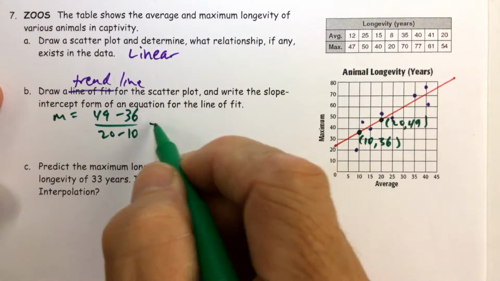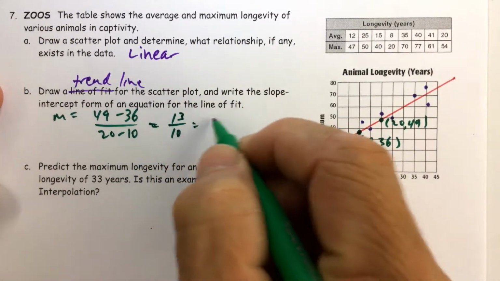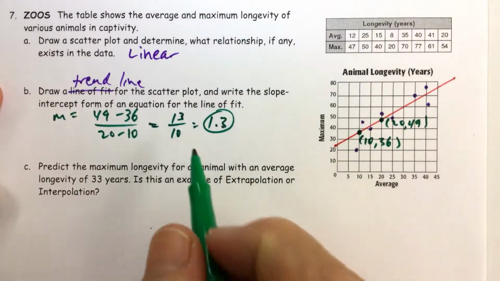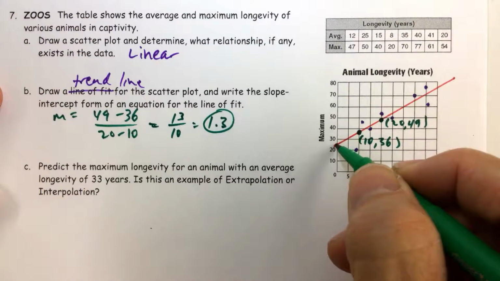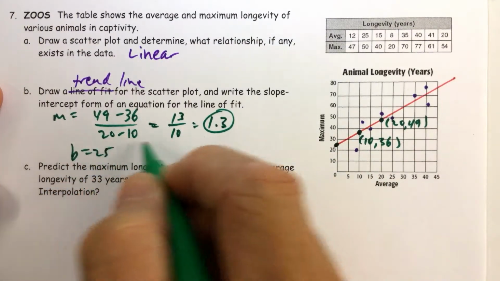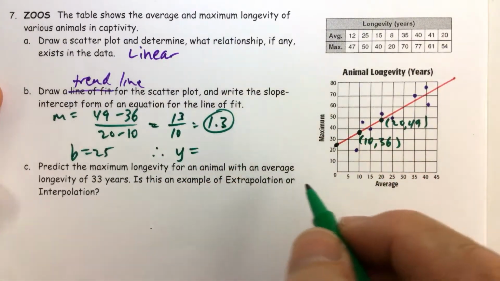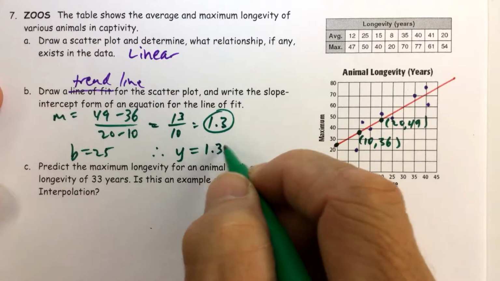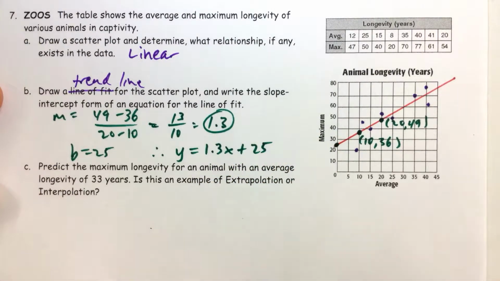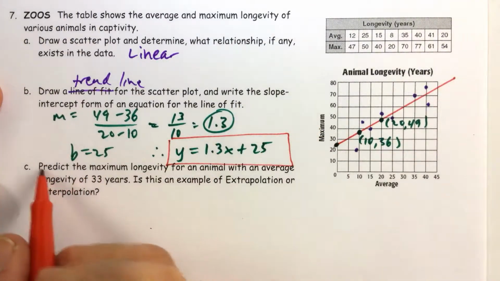I like 10 because when dividing by 10, it means I move the decimal over 1. So I have 13 over 10, which means I have 1.3. I like a decimal like that, 1.3. And then my y-intercept looks to be right about 25. So if the y-intercept is about 25, that means our trend line would be y equals the slope times x plus our y-intercept. Now, that's our equation, and then we're going to make a prediction here.